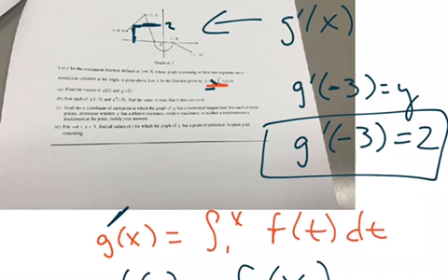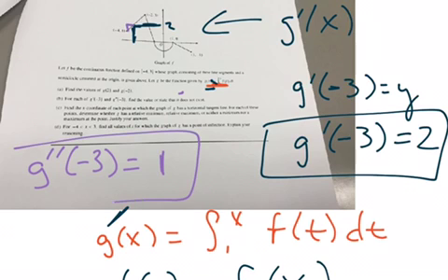The second part, I actually gave you the answer for the other part. So if this graph is g prime, g double prime is the slope of the graph. So what's the slope of the graph? Well, I just finished telling you that this thing goes up 1 over 1, right? So that means the slope is 1. And there's g double prime.